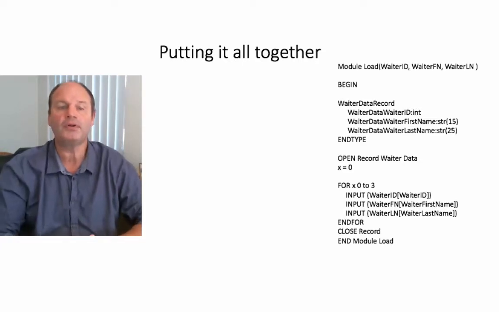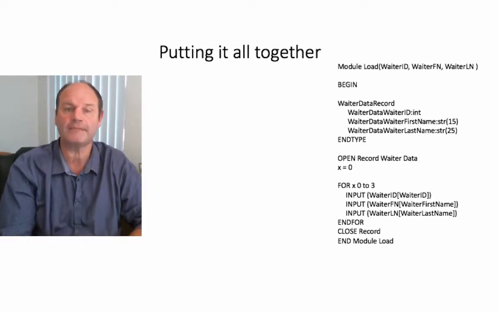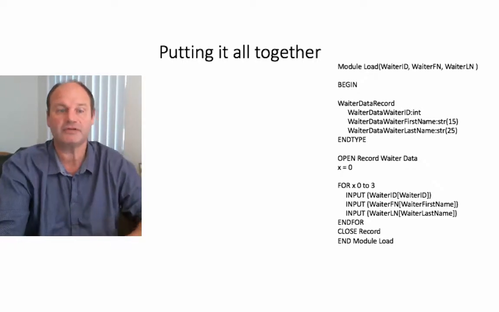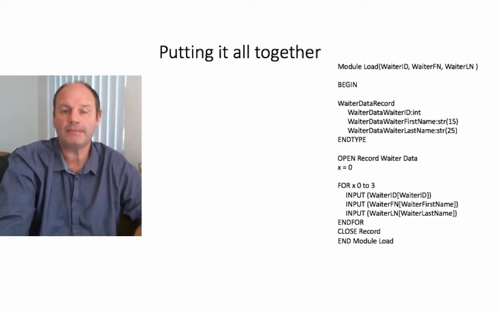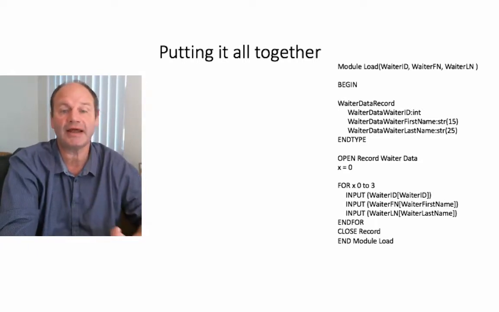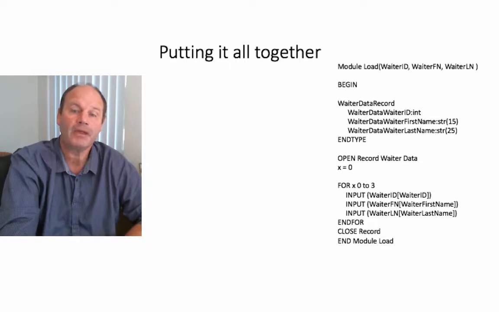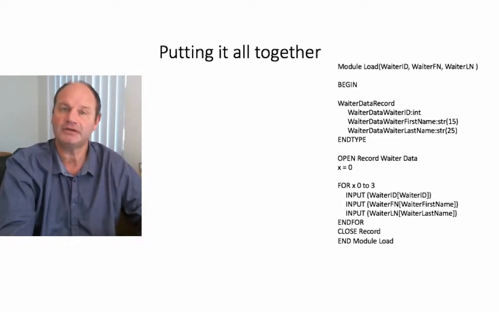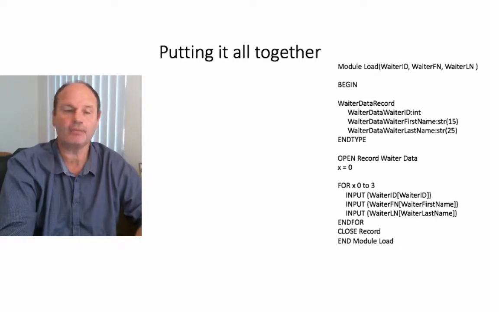The for loop loops through 4 times. As we saw from the problem, there were 4 waiters or waitresses. Have a close look at the inputs and notice the different bracket types which we pointed out at the beginning of this video. After the inputs, we close the for loop. Since we're using an array in this loop, no counter is necessary. We close the record and end the module.